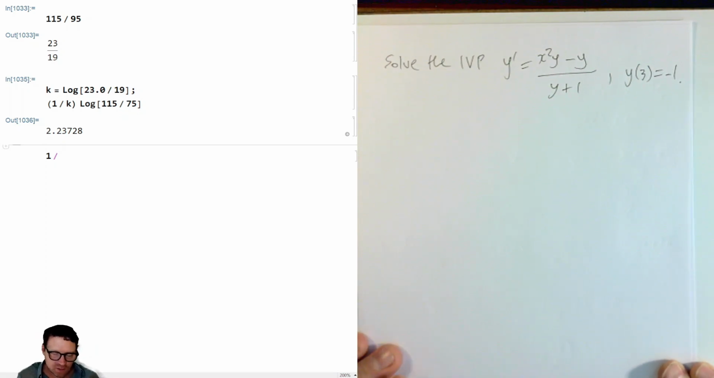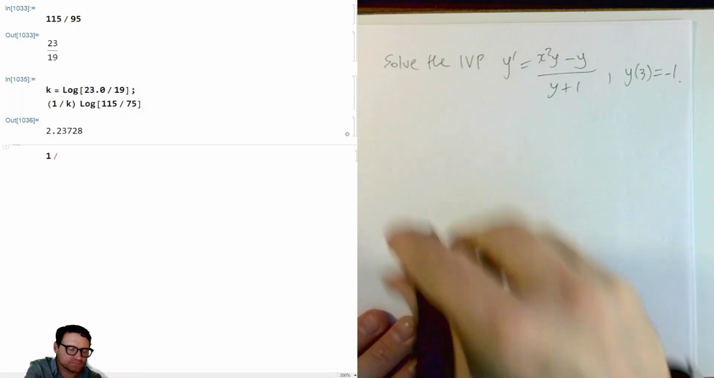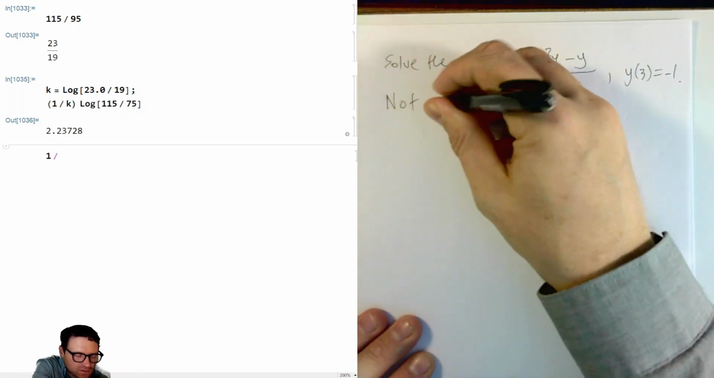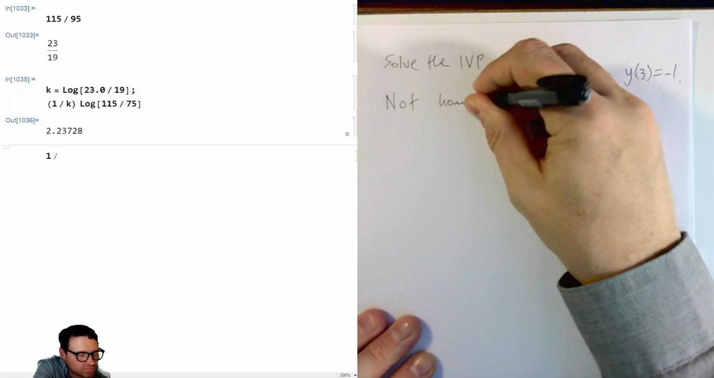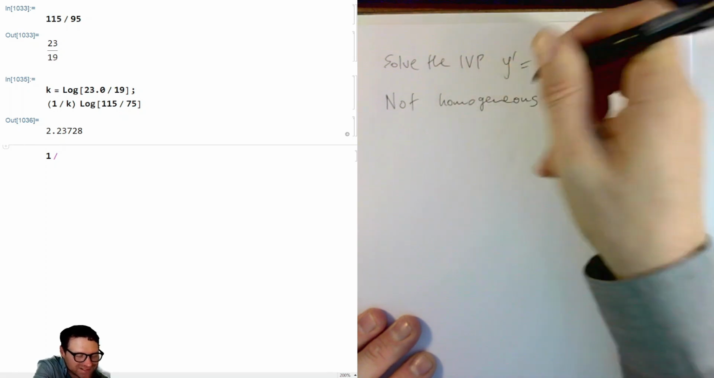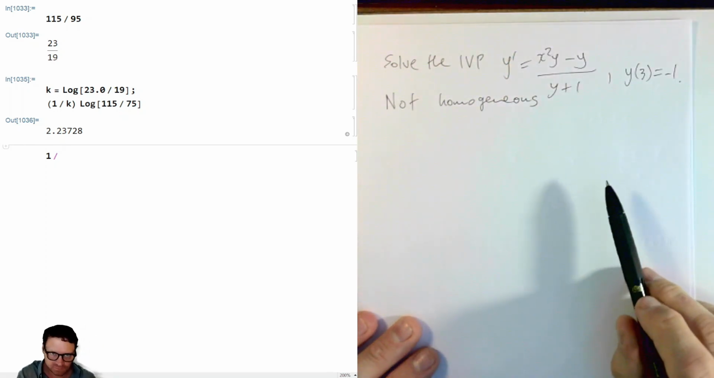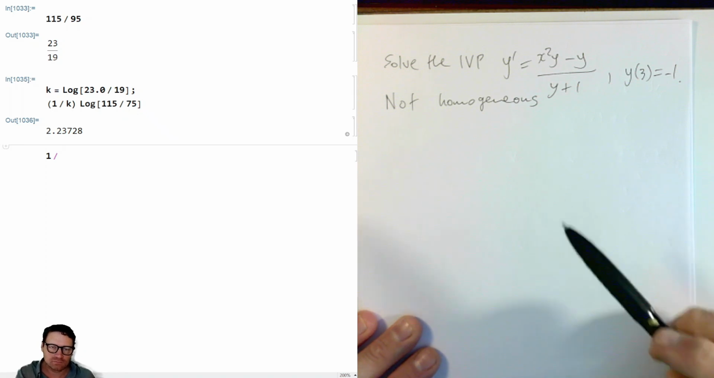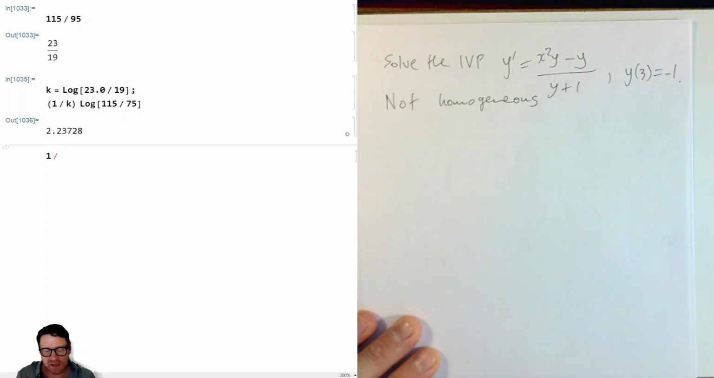Okay, is this homogeneous? No, it's not. So not homogeneous. And you can see that because f of sx, sy is not equal to f of x comma y. But you can also see that in the degrees. Now, it is separable, so let's separate that.